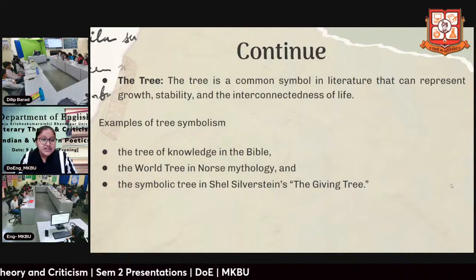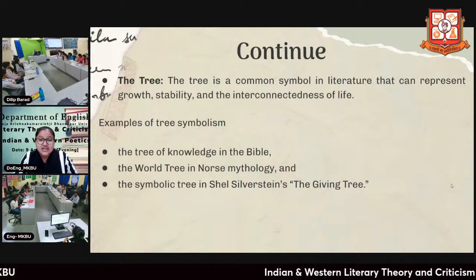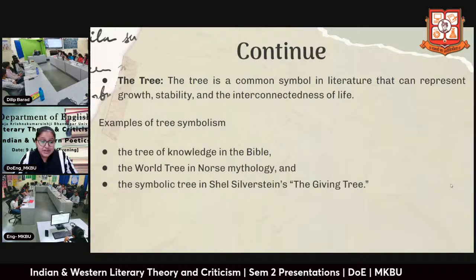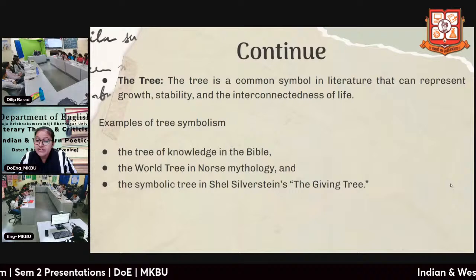The tree. The tree is a common symbol in literature that can represent growth, stability, and the interconnectedness of life. Examples of tree symbolism: the tree of knowledge in the Bible, the world tree in Norse mythology, and the symbolic tree in Shel Silverstein's The Giving Tree. Fourth, the thematic archetypes example.